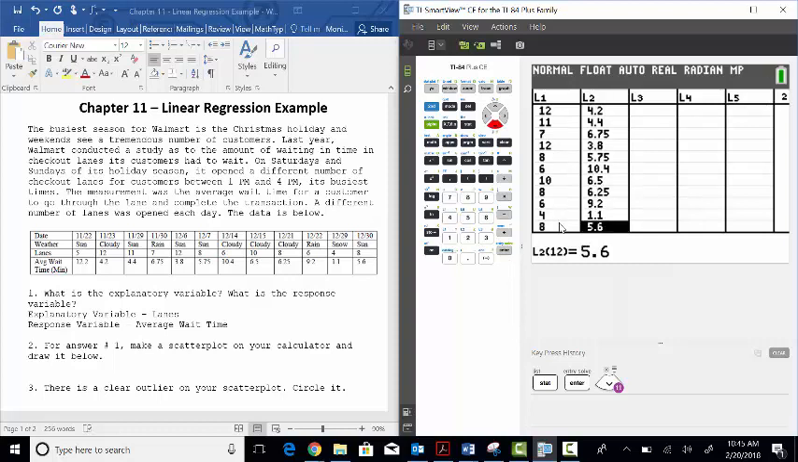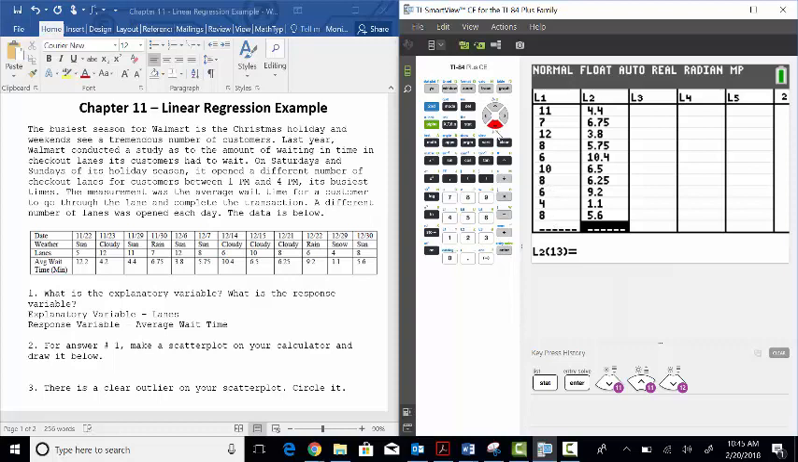Then in L2, you want to put in your average wait time. Again, I started with 12.2 all the way down to 5.6, and I typed all those in, making sure I was being very accurate with how I'm typing them in so that I don't have any errors in my data entry. If you're going too fast and you mess up how you type the numbers in, that can throw off your entire answer.